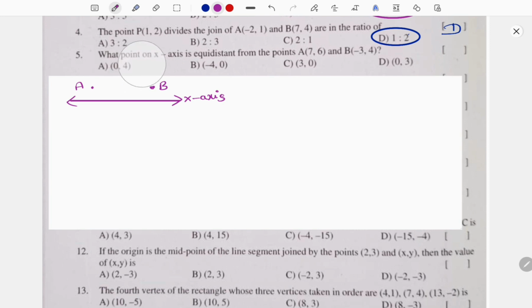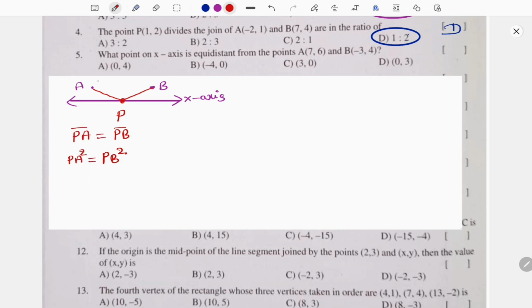Now see that fifth question. What point on the x-axis, equidistant from A and B? So suppose this is the x-axis, and here I can take a point P, which is equidistant from A and B. So what is the condition? PA is equal to PB, means the distance PA and the distance PB are equal. Squaring on both sides, we get PA square is equal to PB square. You know the distance formula, root of (x2 minus x1) whole square plus (y2 minus y1) whole square. As like that you can do it.